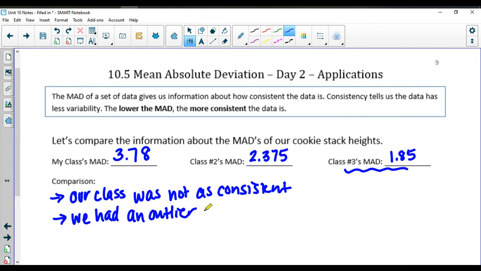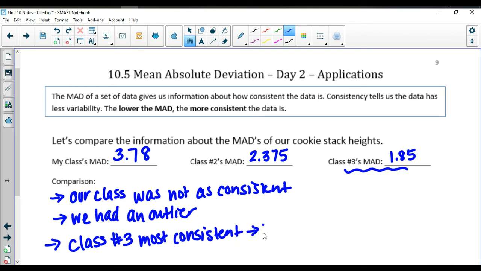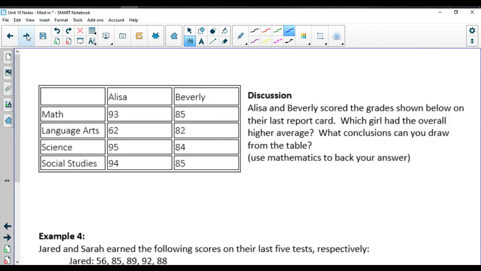And taking a look at it, it kind of makes sense then that we had this outlier and it was affected. What we can say here too is that class number 3 was the most consistent when we're able to compare these 3 classes together. So they had the most consistent, less what we call variability, with their numbers. So when we actually take a look at our data set, we can kind of get an indication for what might potentially happen with the MAD. And I'm going to show you that with this next example.